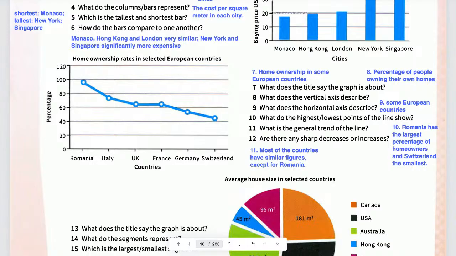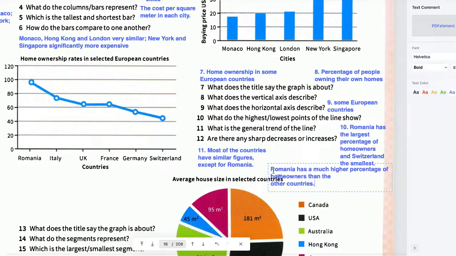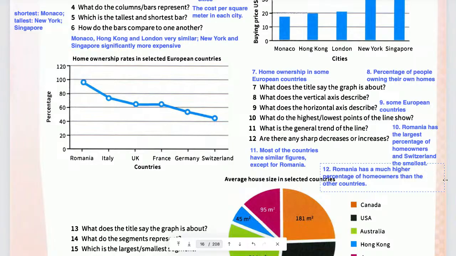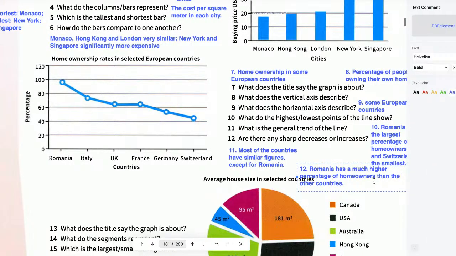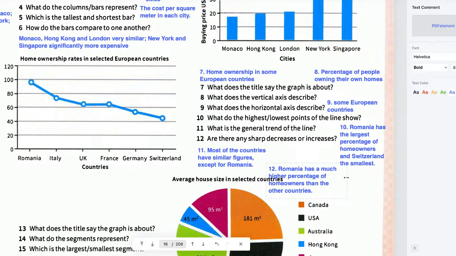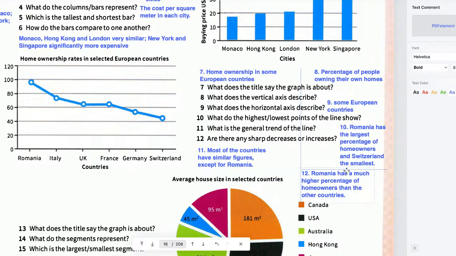You can write it for number 12. Romania has a much higher percentage of homeowners than the other countries. Romania has a much higher percentage of homeowners than the other countries. Okay.